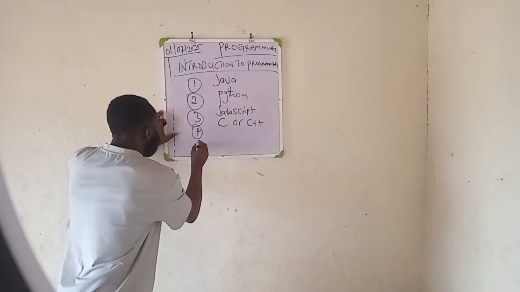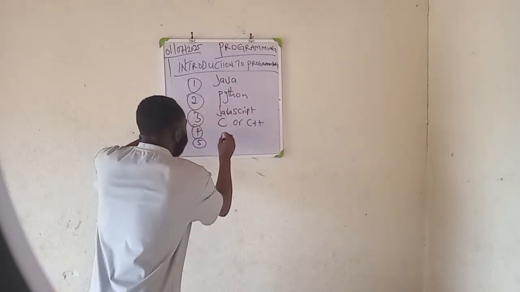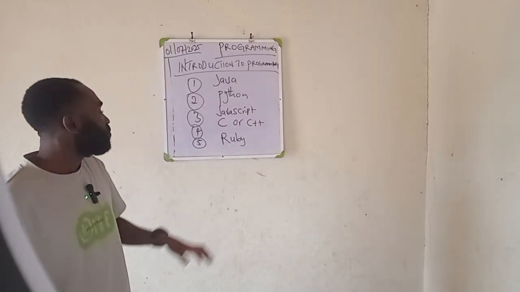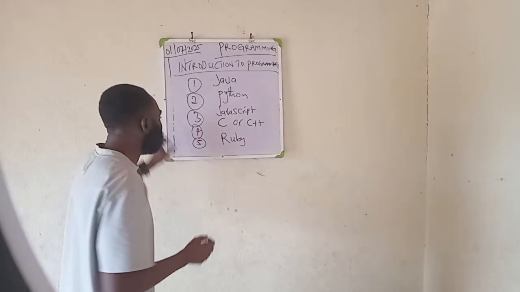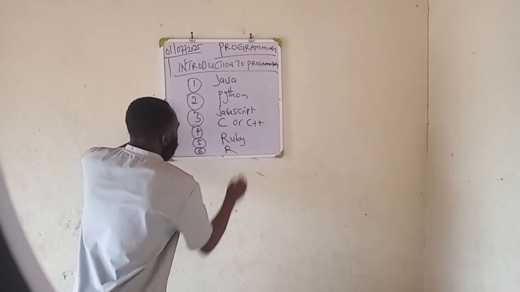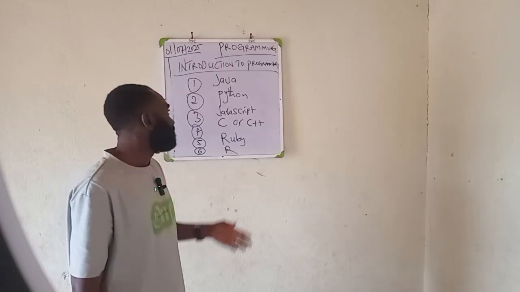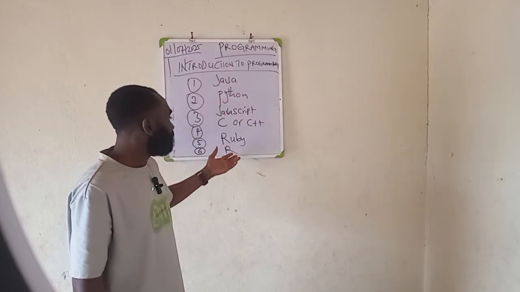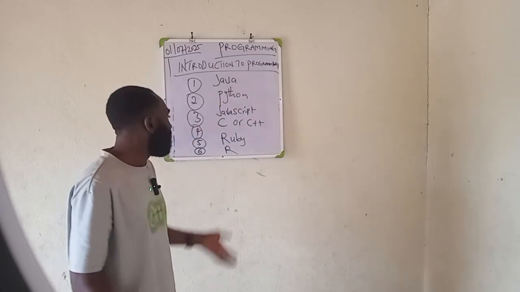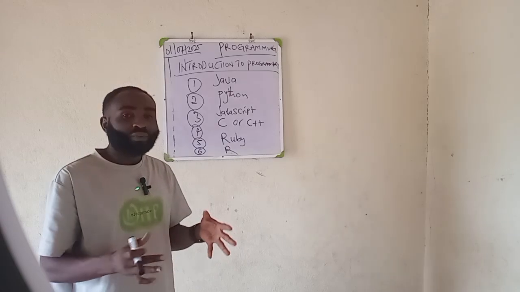And we also have what is called Ruby. Ruby is also another programming language. And we also have R. R is another language, used by data scientists, like Python. So these are the programming languages.